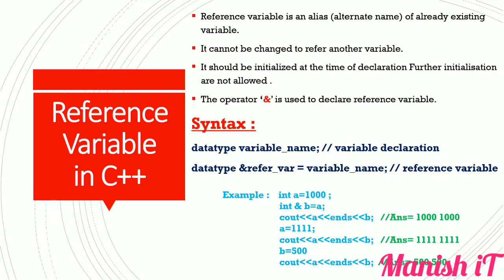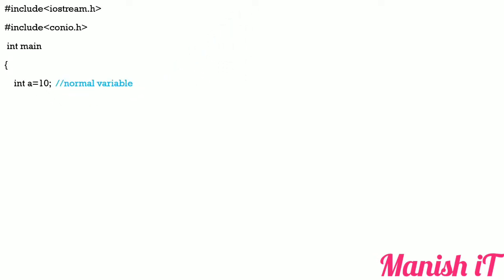I will give you one example. See, I have used #include iostream.h and next #include conio.h, which are basics of every program. Now our main function starts from here. After the main function, I have declared one integer type variable named a, initialized with 10. I have also commented it as a normal variable.